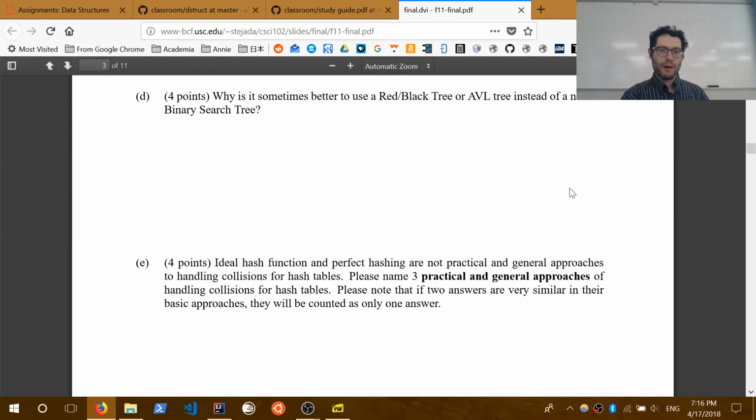All right. So why is it sometimes better to use a red-black tree or an AVL tree instead of a normal binary search tree? So we kind of touched on this a bit. What's the big thing that can happen to trees if they don't... What can happen to trees that are bad? They become less efficient because they don't balance. They don't balance, right? And I didn't give you the definition of balanced until the exam, right? Which was actually not nearly as bad as you thought it would be.